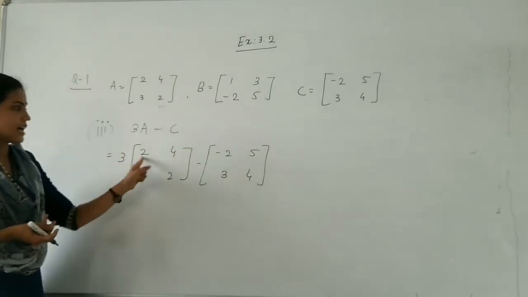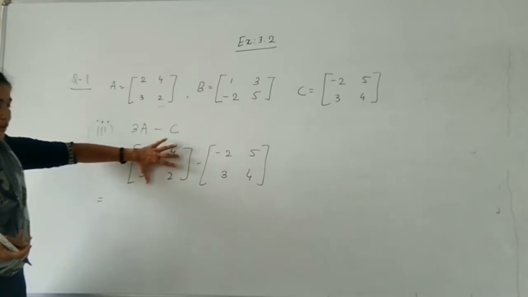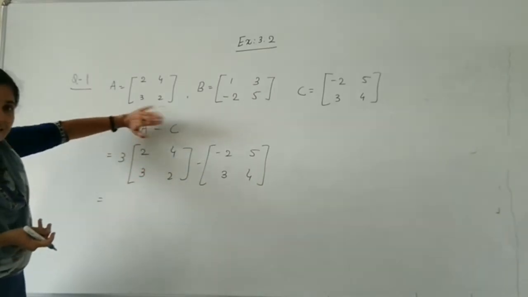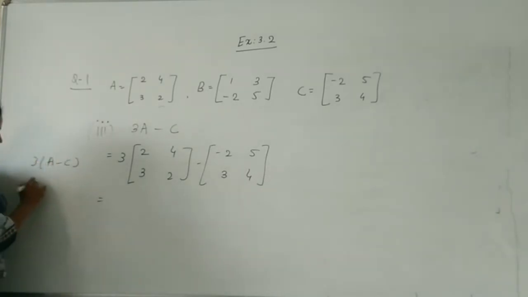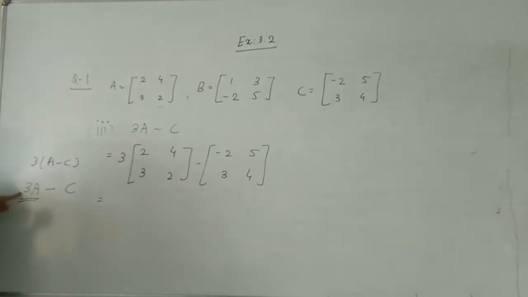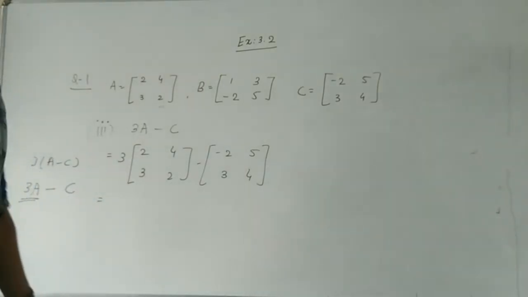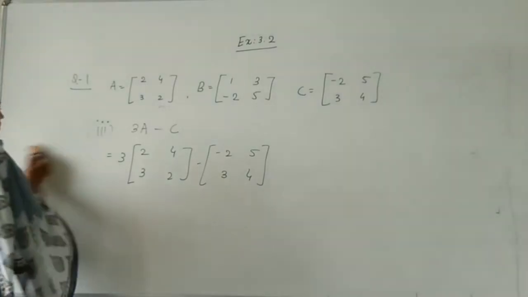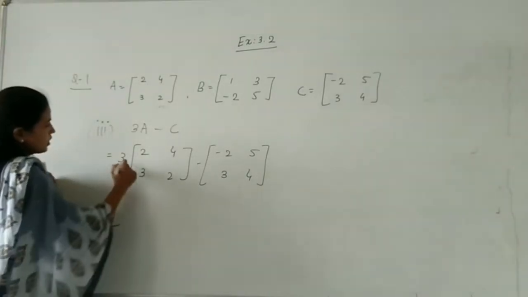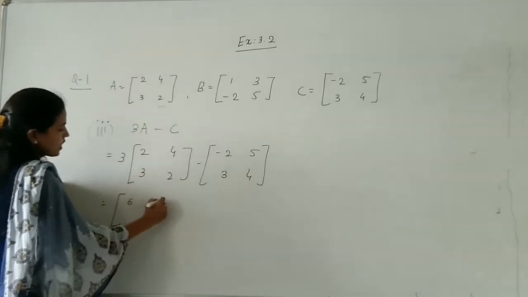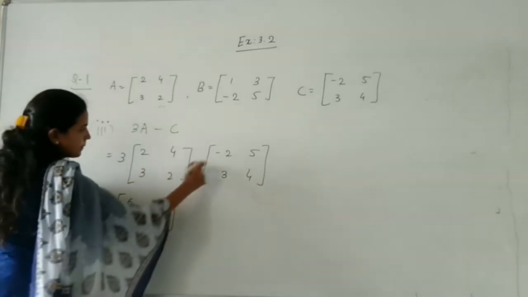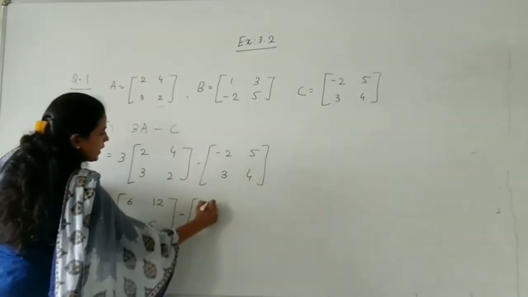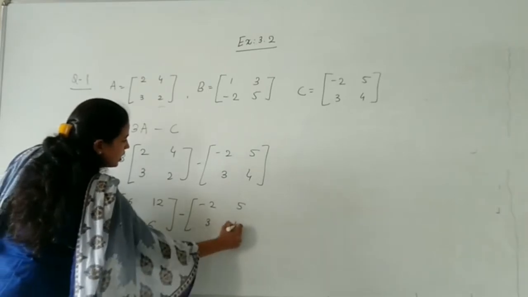What we have defined is that multiplication with the scalar means we have to multiply each element with the scalar. That means we have to multiply 3 with all the elements, but only for A because it is 3A and C is separate. It is not 3 into A minus C, students. It is 3A minus C. So we have to multiply A with 3 then minus C. So let me start. 3 into A, so this is 3 2s are 6, 3 4s are 12, 3 3s are 9 and 3 2s are 6. Minus 2, 5, 3 and 4.